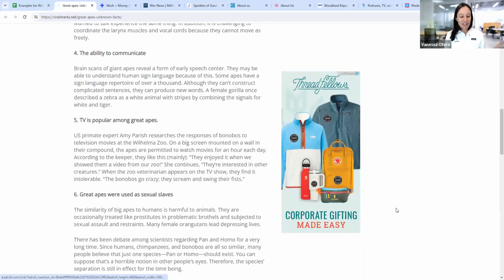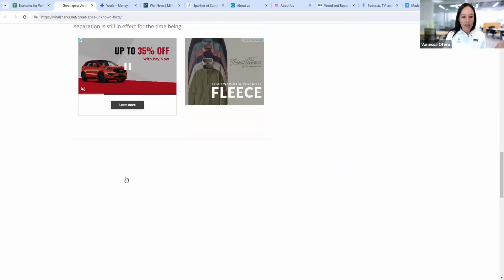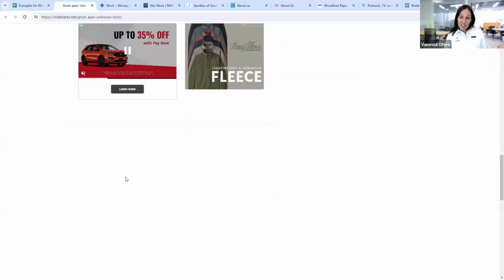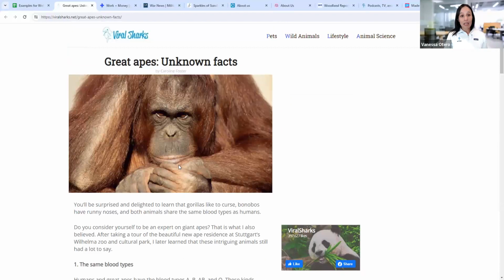Again, you can see the things that I'm targeted for. Corporate apparel for your people in your company. There you go, from Threadfellows. There's Avis Rent-A-Car. But it's not too many. I mean, it's not an offensive amount of ads. This might not get caught in a classification that's just based on ad load.